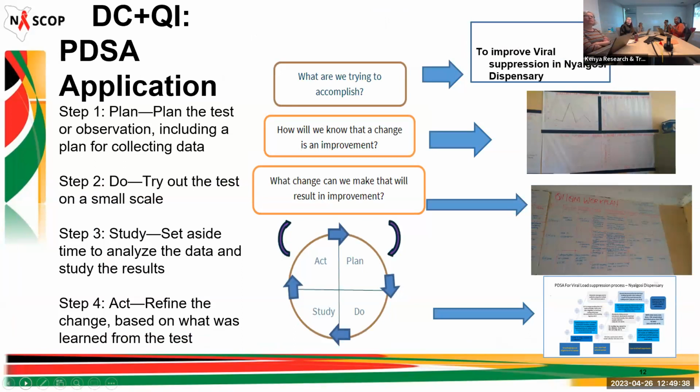In terms of the PDSA application, these teams were supported to go through the PDSA model, asking the fundamental question, what am I trying to accomplish? They would discover their aim. Then how will I know that a change is an improvement? They would apply some of the process analysis tools to understand their problem. And then how would you know that a change will result in an improvement? They would come up with certain change ideas and then come up with a work plan to test those kinds of changes using the PDSA. So step 1 to 4.